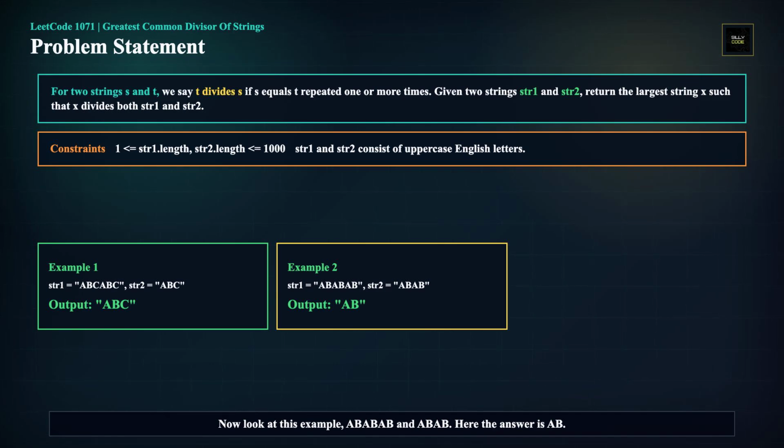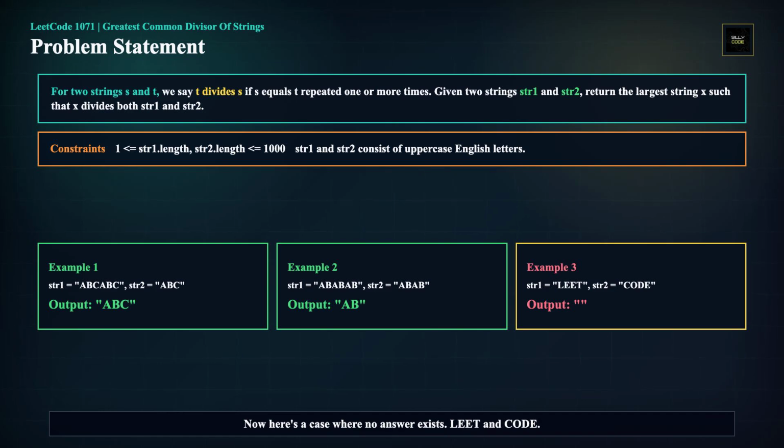Now look at this example, ABABAB and ABAB. Here the answer is AB. Repeat AB 3 times, and you get the first string. Repeat it twice and you get the second. Perfect. Now here's a case where no answer exists. LEET and CODE, there is no common repeating pattern that can build both strings. So we return an empty string.